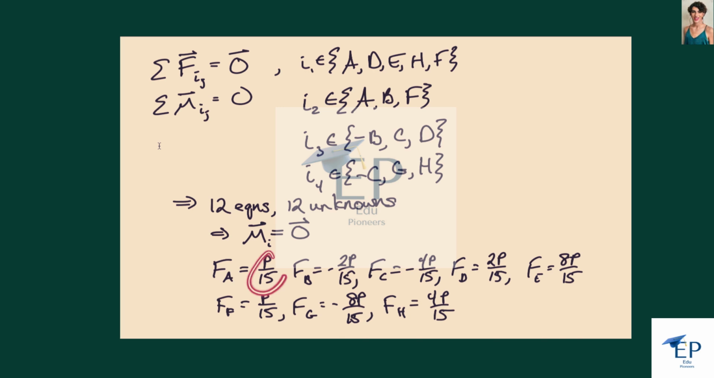So 1/15 of the load is carried by footing A. Footing D carries 2/15 of the load. Footing E carries 8/15 of the load, and footing H carries 4/15 of the load. And this makes sense because the load is closer to E and H, so there's going to be more of it being carried by those than by D and A.